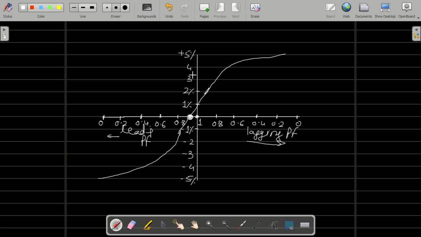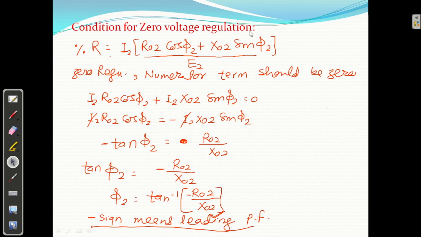So this is a very, very important curve we have. It is regulation versus power factor, nature of power factor, nature of load. Clear? So I have drawn it. I'm going back. And that was the condition for zero voltage regulation.